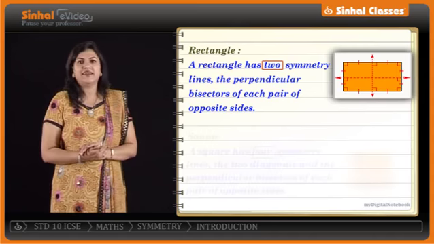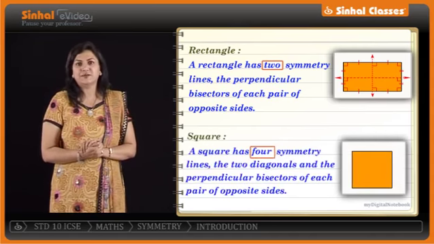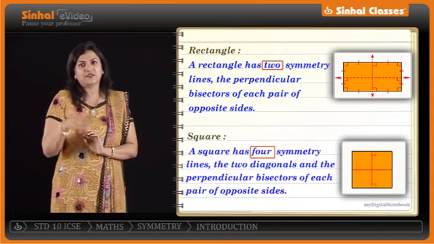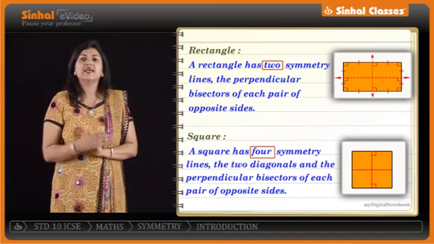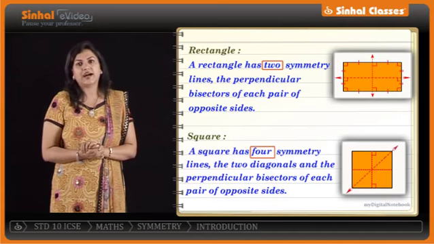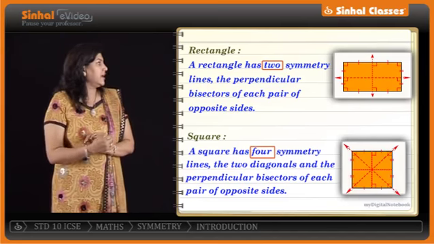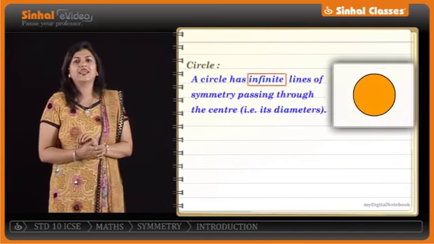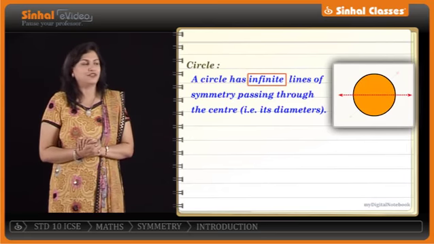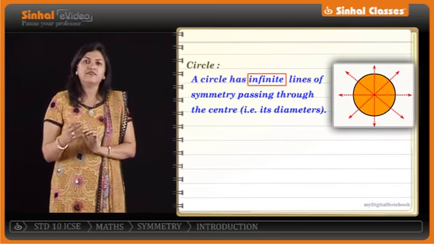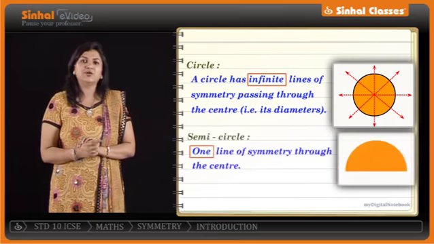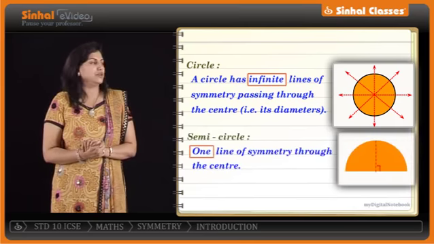Now for a square, there are four lines of symmetry. The two lines of symmetry will be the perpendicular bisectors of the opposite sides and also the two diagonals. So we have four lines of symmetry for a square. Now for a circle, there are infinite lines of symmetry. All the lines which are passing through the center will be the lines of symmetry. Now if we have a semicircle, then there is only one line of symmetry.